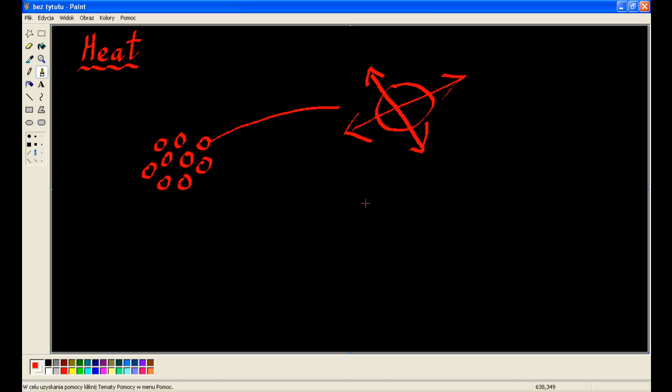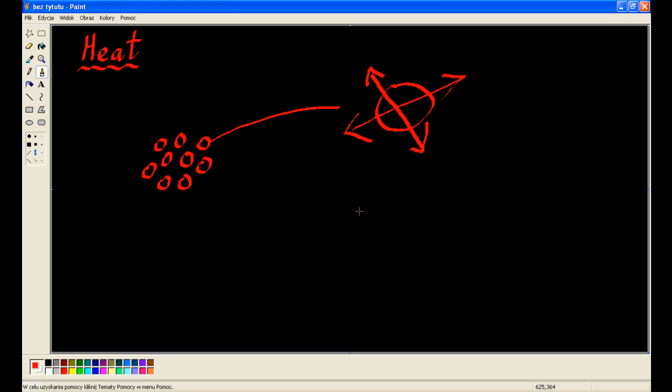Now, this heat is called kinetic energy. The movement is kinetic energy. When the molecule is moving, it has energy. The more kinetic energy it has, the more it's moving around. The more it's moving around, that means the more heat it has.